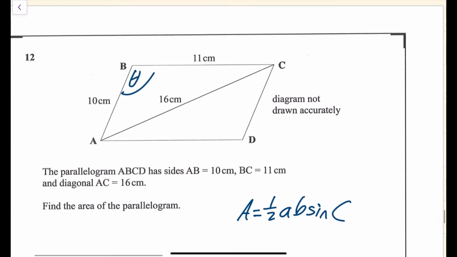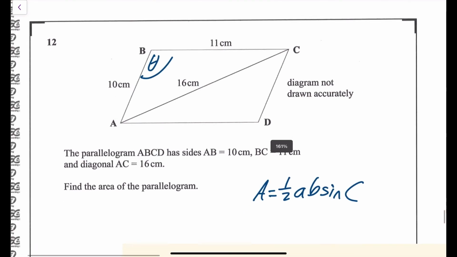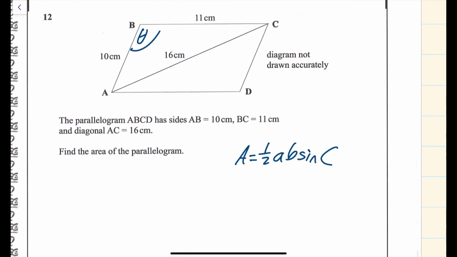We will have a side, and the angle in between them. So that's what we will be up to here. So we're going to be finding the angle theta first of all, and you're going to find your angle theta from your cos rule. So the cos rule says the following. It's a squared equals b squared plus c squared minus 2bc cos A.